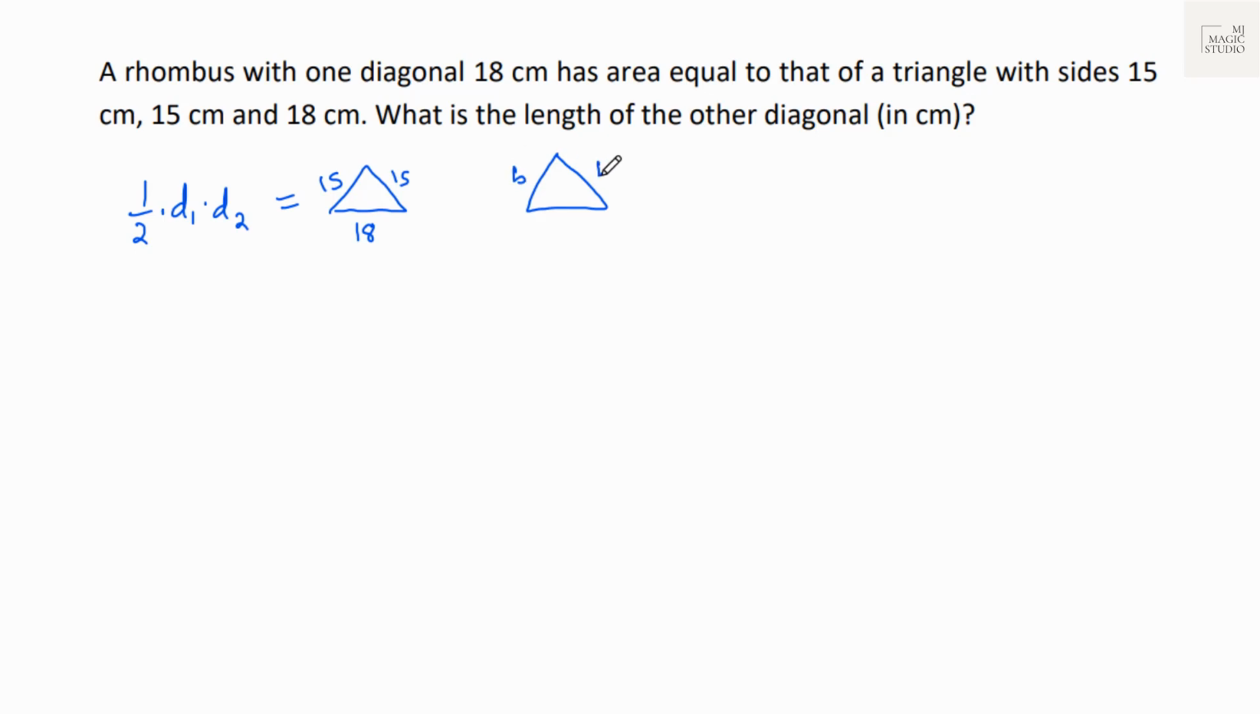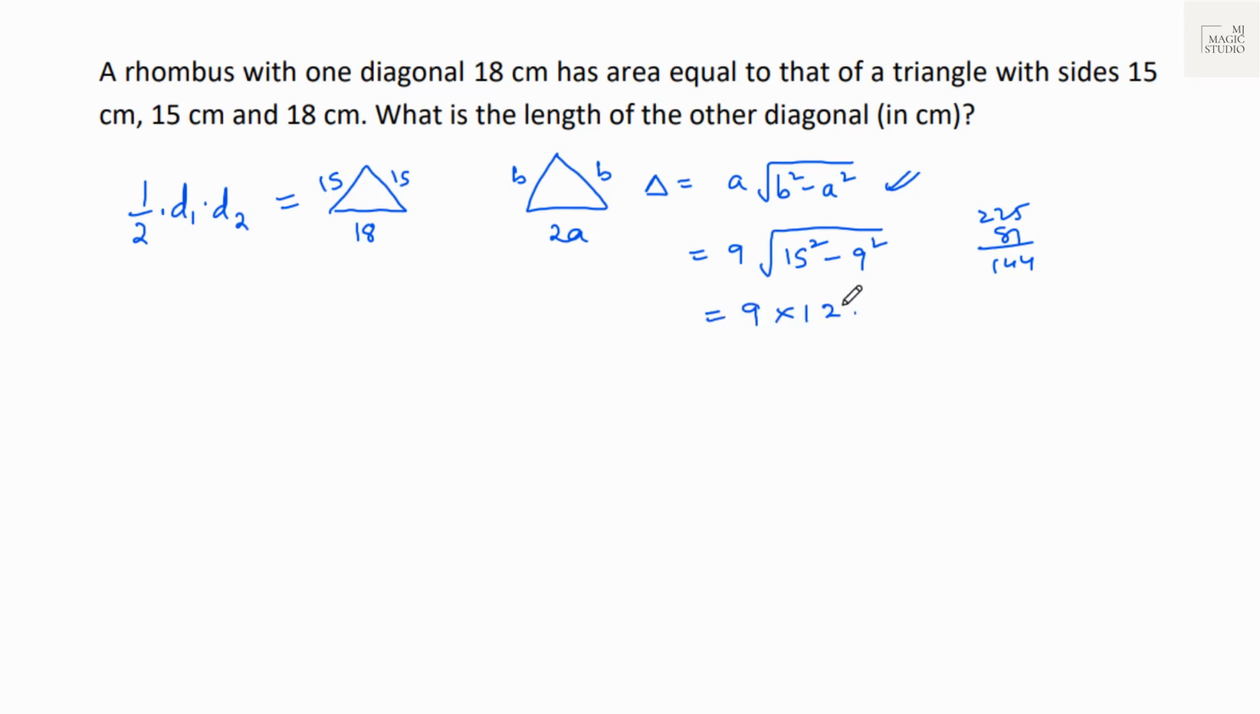We can use the formula directly. If we have an isosceles triangle where the common sides are b and the unequal side is 2a, then area of this isosceles triangle is given by a into root over b square minus a square. We can use this formula directly. If you can remember, that would be easy. So here 2a is 18, that means a is 9, into root over b is 15, 15 square minus a is 9, 9 square. 225 minus 81 is 144, square root is 12.